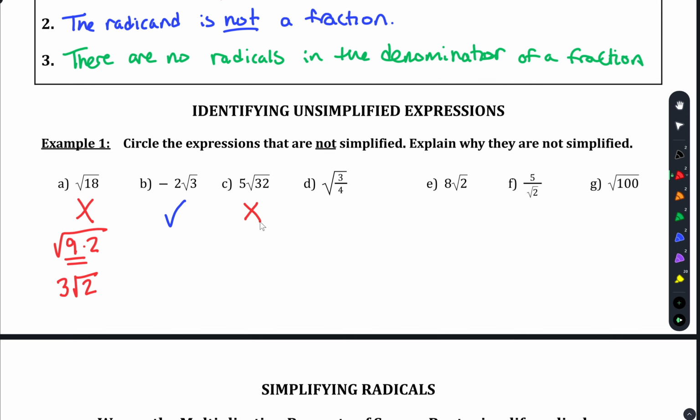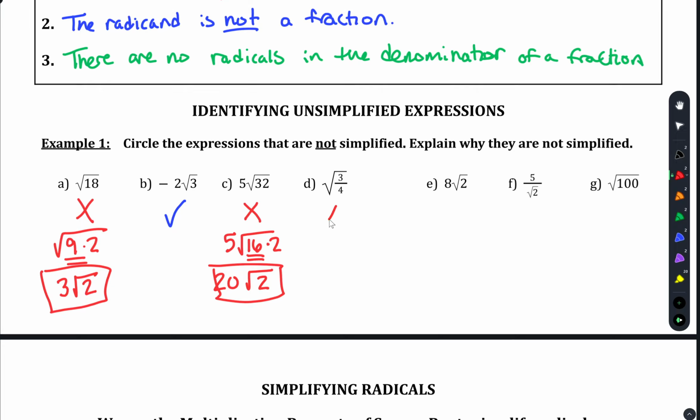Letter C is not simplified because I can take out of 36 a 16 times 2, where 16 is my perfect square. We're going to move that out of my square root. It's going to become a 4. The 4 multiplies to the 5, so the simplified version should be 20 square root 2.